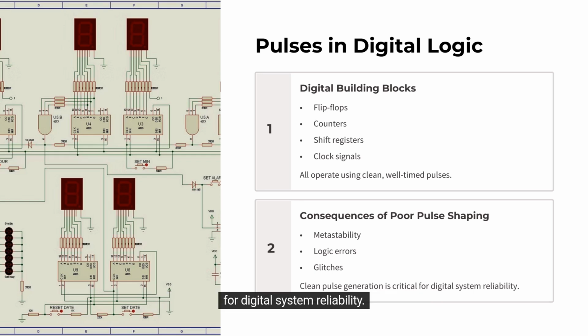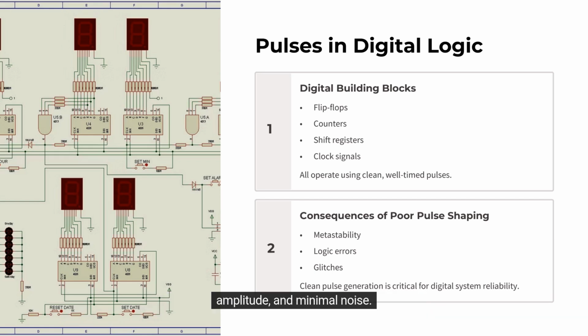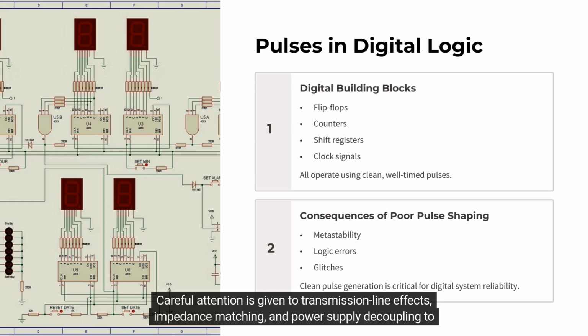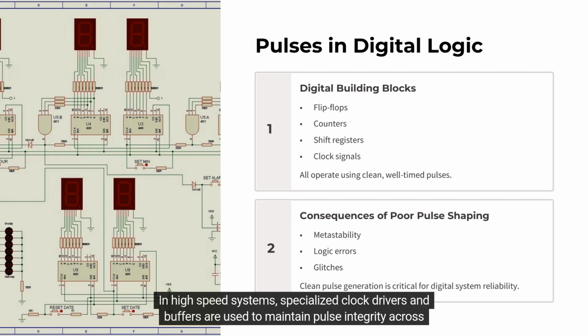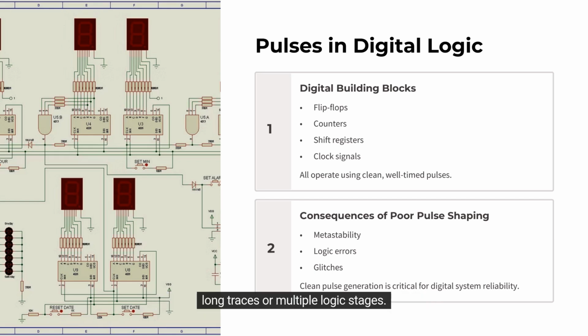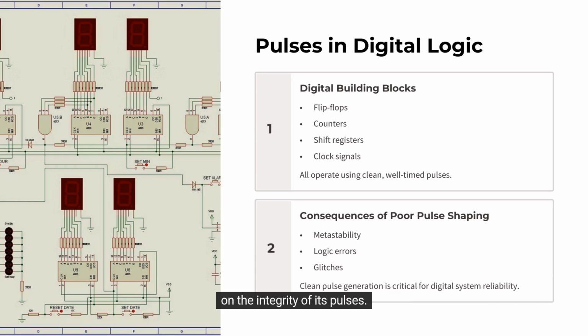for digital system reliability. Engineers go to great lengths to ensure that clock pulses and control signals have sharp edges, consistent amplitude, and minimal noise. Careful attention is given to transmission line effects, impedance matching, and power supply decoupling to prevent reflections or timing jitter. In high-speed systems, specialized clock drivers and buffers are used to maintain pulse integrity across long traces or multiple logic stages. Simply put, the reliability and predictability of every digital device, from microcontrollers to supercomputers, depend on the integrity of its pulses.